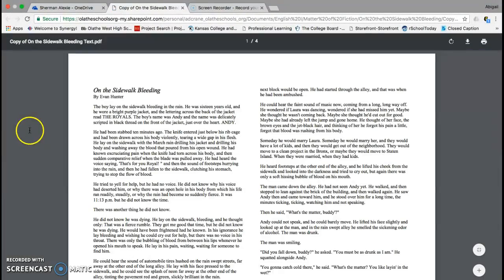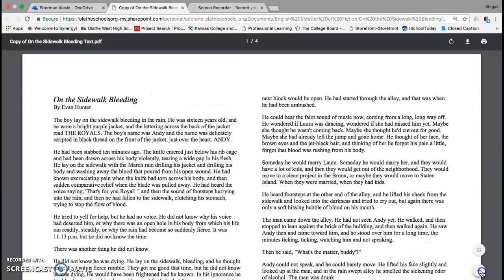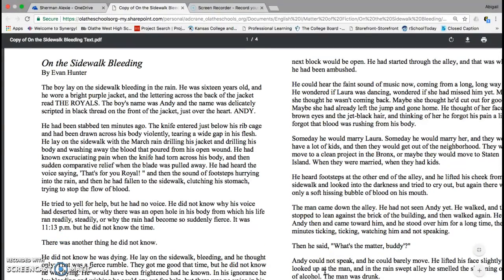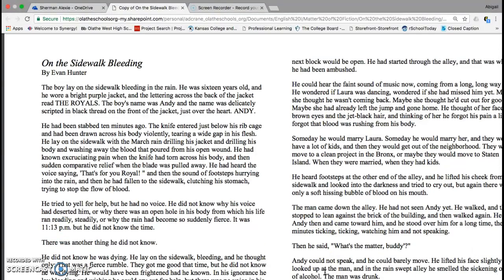The boy lay on the sidewalk, bleeding in the rain. He was 16 years old, and he wore a bright purple jacket, and the lettering across the back of the jacket read, "The Royals." The boy's name was Andy, and the name was delicately scripted in black thread on the front of the jacket, just over the heart. Andy. He had been stabbed 10 minutes ago. The knife entered just below his ribcage and had been drawn across his body violently, tearing a wide gap in his flesh. He lay on the sidewalk with the March rain drilling his jacket and drilling his body and washing away the blood that poured from his open wound.